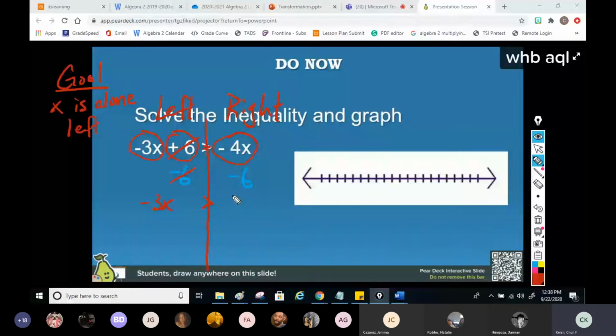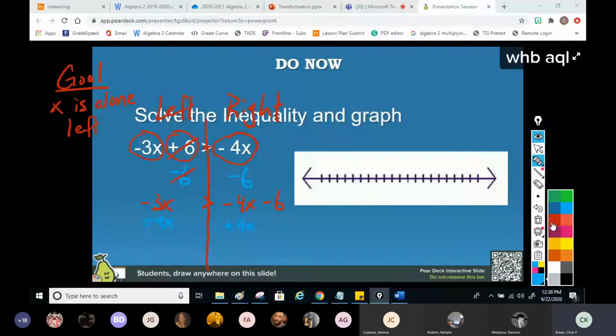Right here, there are no like terms with the 6. You don't have another term you can combine, so the negative 6 is going to stay here. All right, the next step is we want to move all the x's to the left. So the negative 4x has got to go to the left side, and we can do that by doing the opposite again. So we have to do a plus 4x on both sides.